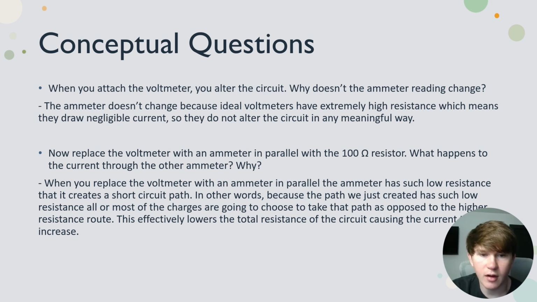When you replace the voltmeter with an ammeter in parallel with a 100 ohm resistor, what happens to the current through the other ammeter? When you replace the voltmeter with the ammeter, you're essentially short-circuiting the circuit, basically meaning that because we create a path of such low resistance, all or most of the charges are going to choose to take that path. This effectively lowers the total resistance of the circuit, causing the current to increase.